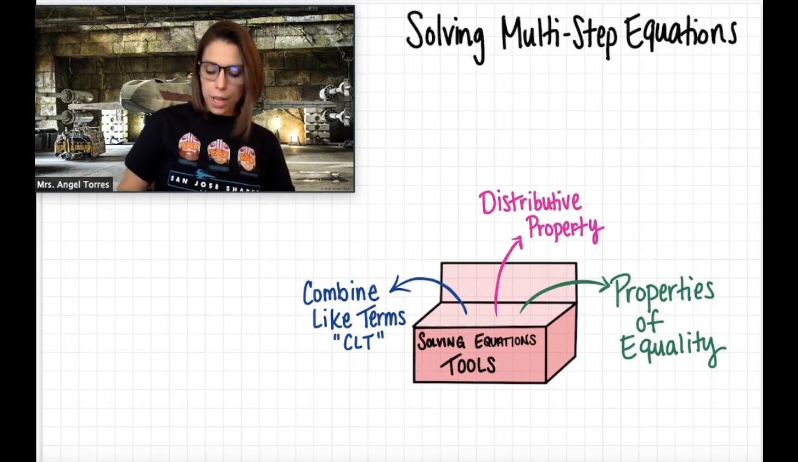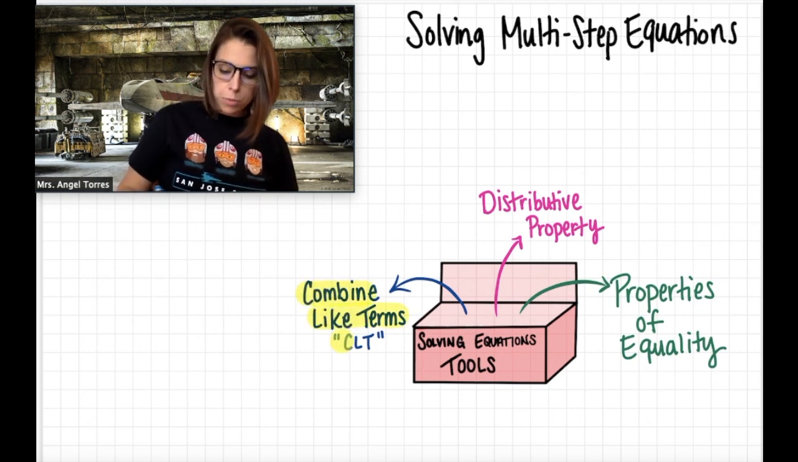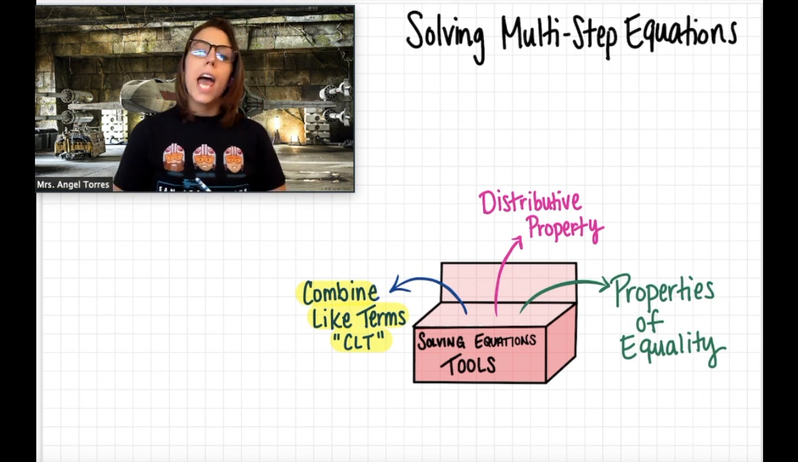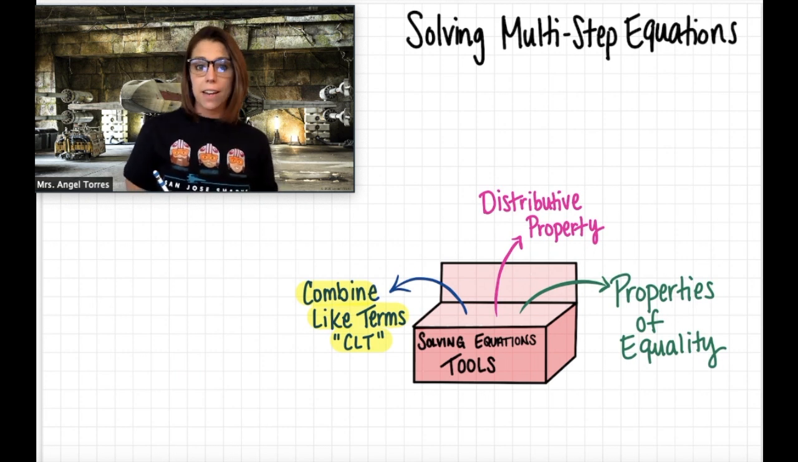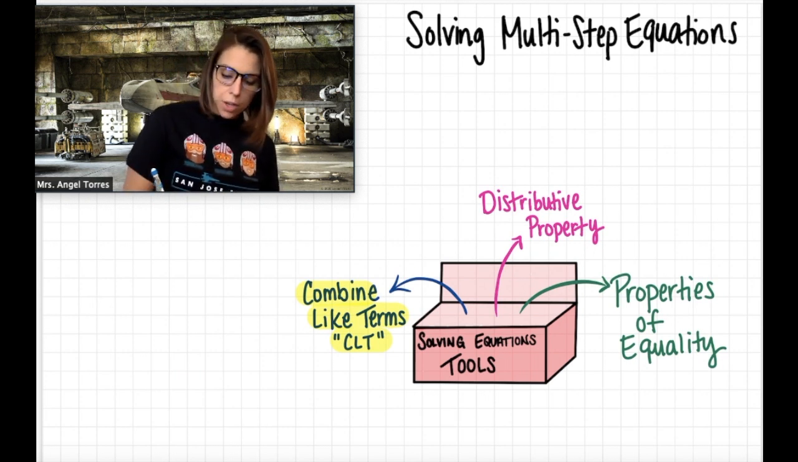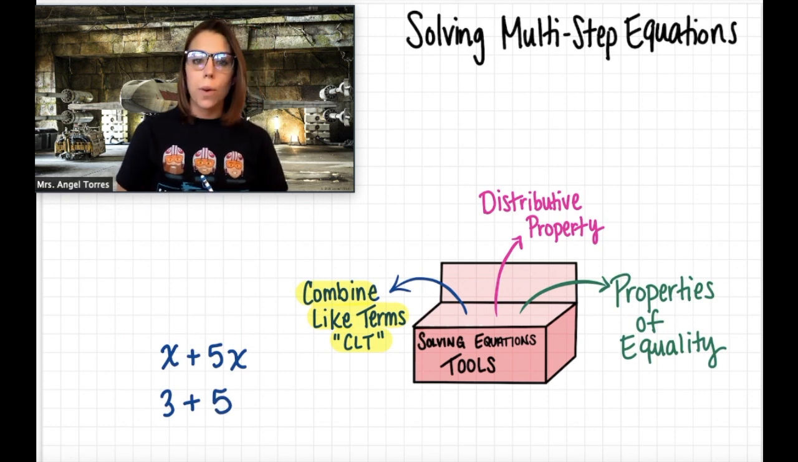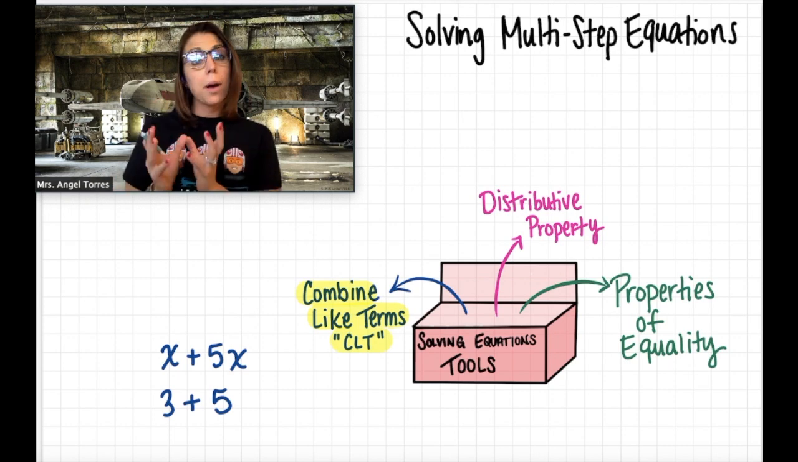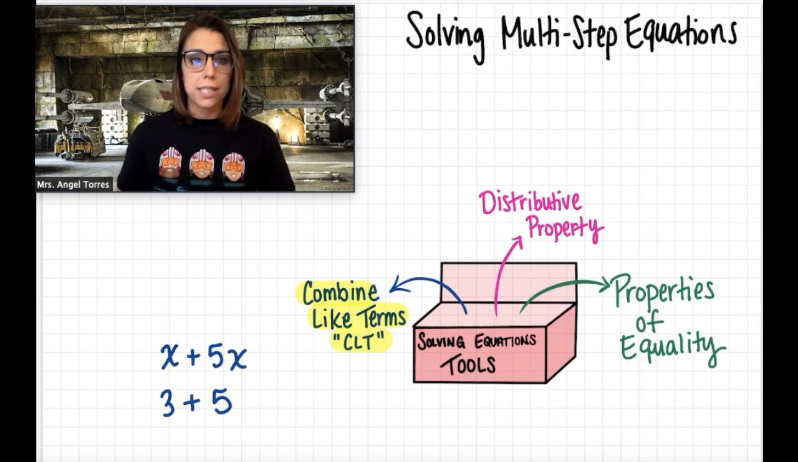The first tool is our combining like terms, or CLT. And we can tell that we're going to use that tool if we have like terms on the same side of the equation. So that could mean that we have x's on the same side of the equation, or potentially constants on the same side of the equation. Anything that's on the same side of the equal sign that could be combined and simplified into a single term.